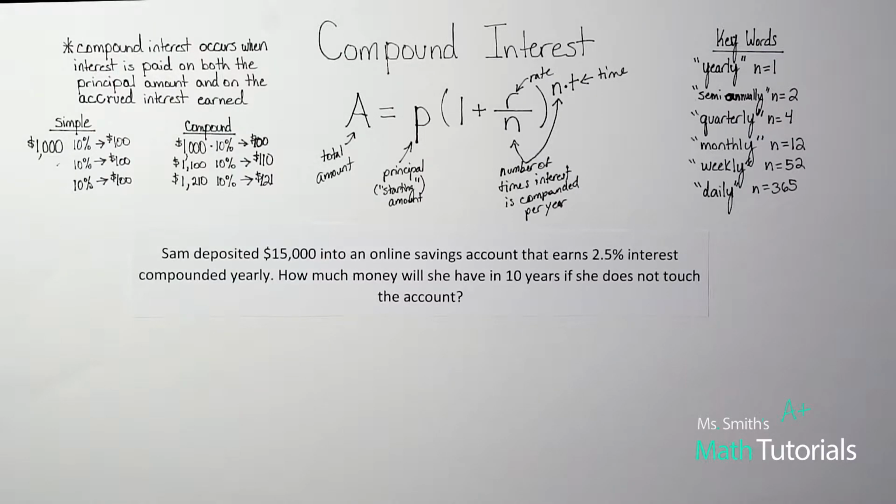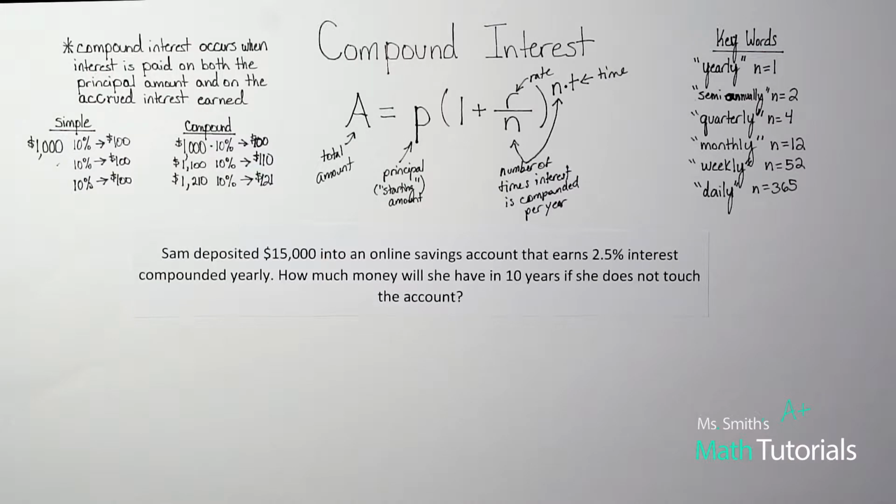All right, so we are ready to finally jump into some problems. We've laid a lot of groundwork, and once we get into these problems, you'll see that they go pretty quick. Sam deposited $15,000 into an online savings account that earns 2.5% interest compounded yearly. How much money will she have in 10 years if she does not touch the account?